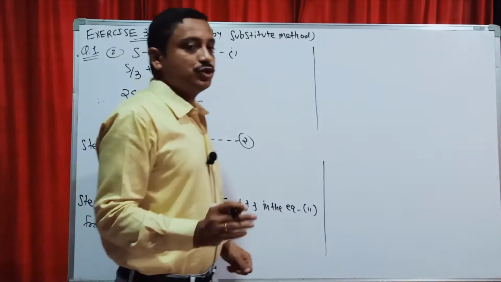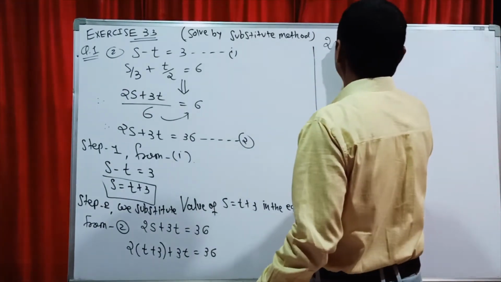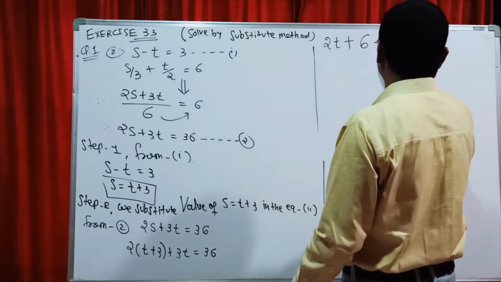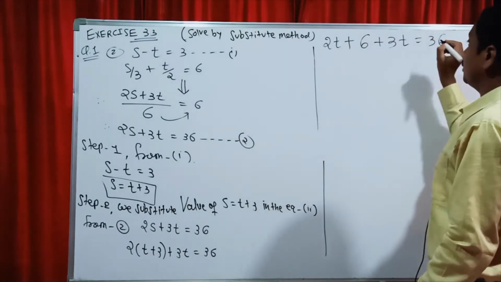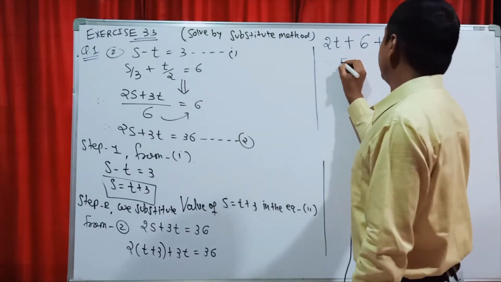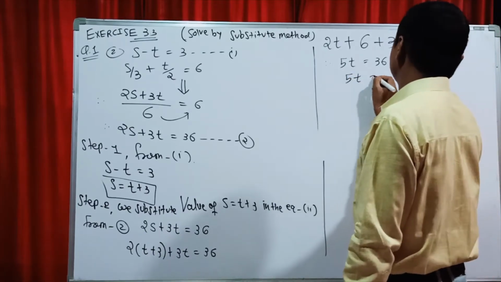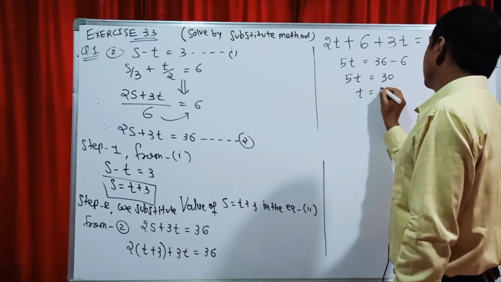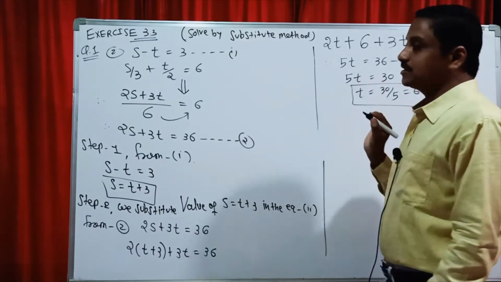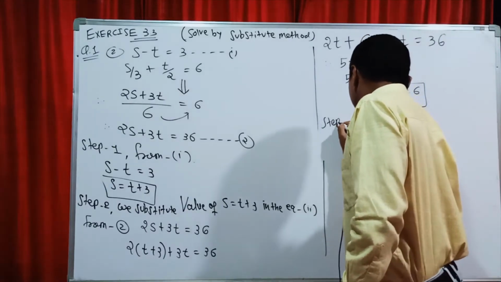Now students, you just calculate the value for t. So twice t, here 6, plus 3t, is equal to 36. So what do you get? Twice t and 3t, yes, 5t, and 36 minus 6 is 30. So 30 by 5. This answer, t is equal to how much? Yes, it is 6. Now I go to step 3.